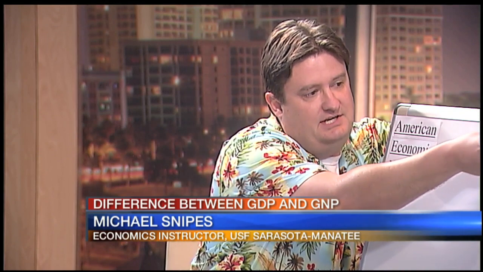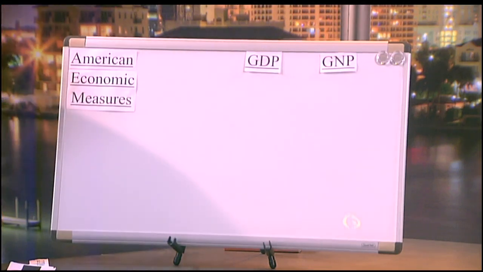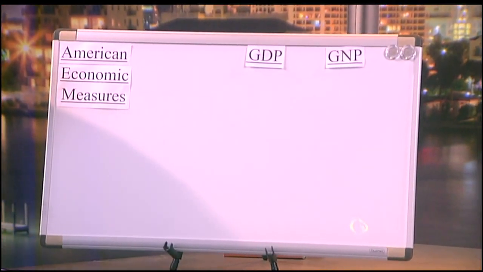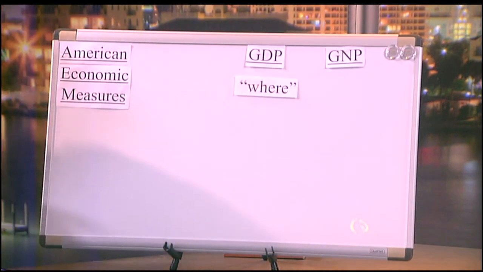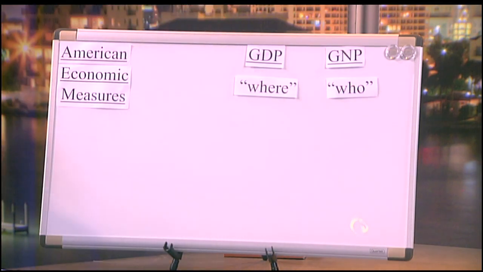And so when we're talking about these two big measures of the size of the economy, what they really try to do with gross domestic product and gross national product is measure the size of the economy, but they do it in different ways. When you're thinking about gross domestic product, generally we're talking about where was the thing produced? And if we're talking about gross national product, then we're talking about who was the one that actually produced it.